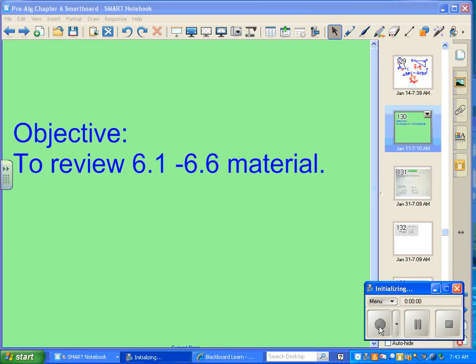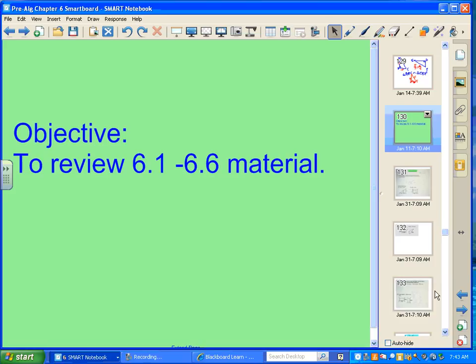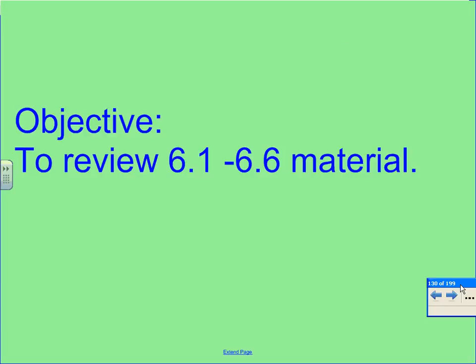Okay, sixth grade, our objective today is to review for the 6-1 to 6-6 test, which you will have Monday. I'm pretty sure I'm going to make a bonus to have on there. So, again, I'll let you know for sure Monday, but I'm pretty sure.